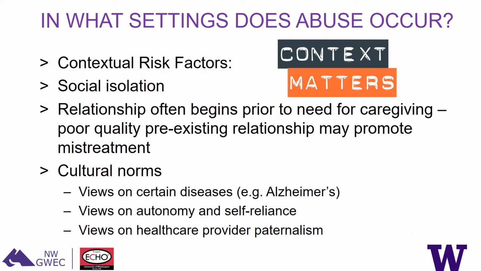And finally, context. Context really matters in an abusive situation. There's a number of contextual risk factors, including social isolation for the dyad. And it's also important to remember that, like I told you, family members are the most common perpetrators of abuse. So these are relationships that often begin prior to any need for caregiving, and so a poor quality pre-existing relationship may also promote mistreatment after there becomes a need for caregiving. And different cultural norms may also contribute to likelihood both for abuse and neglect to occur, but also for difficulty in detecting abuse.